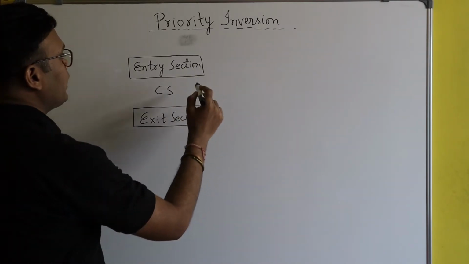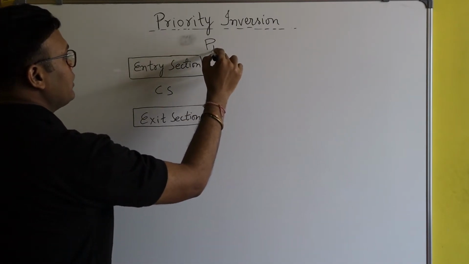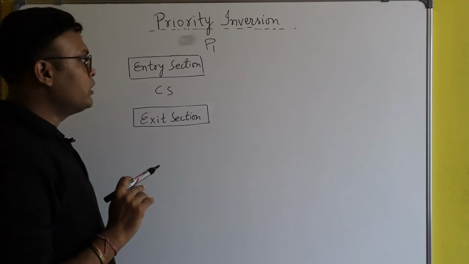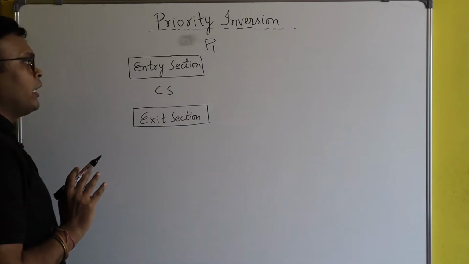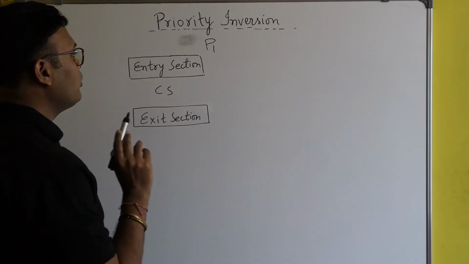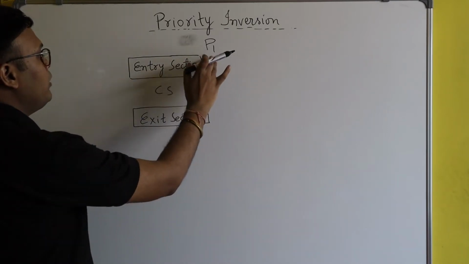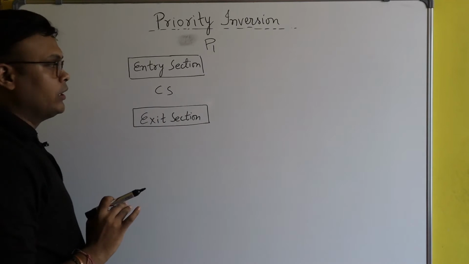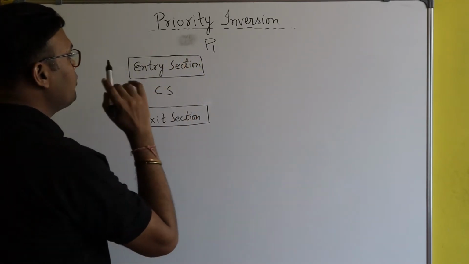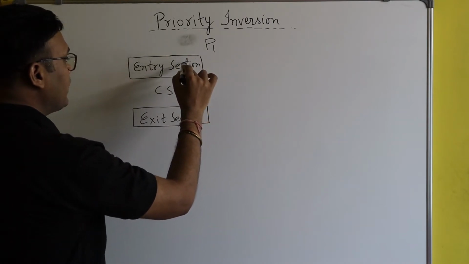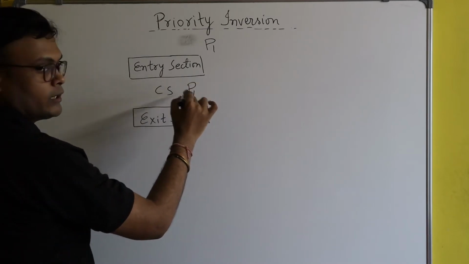Suppose there are two processes, and there is one process P1. It's a very easy concept, so just watch it very carefully and you will understand it in one go. P1 wants to enter into the critical section, so it has to go through the entry section. P1 will execute the entry section code and after that P1 will enter into the critical section.